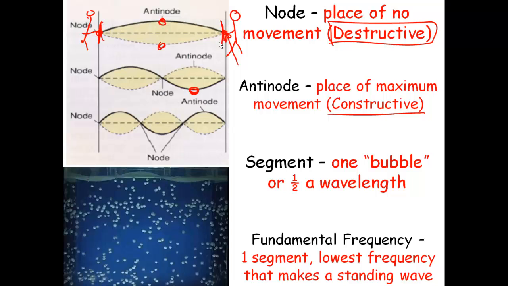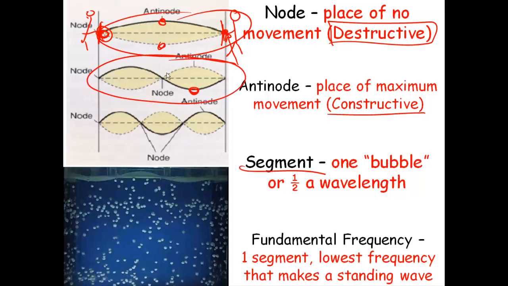Each one of these segments, there's the word segments, is from node to node. So in this top one, there's one segment, the middle one, there's two segments, and so forth. That top one happens to represent the fundamental frequency. If this was a sound, this would be the lowest possible frequency in that standing wave. So the second one would be 2 times the fundamental frequency, the next one 3 times.